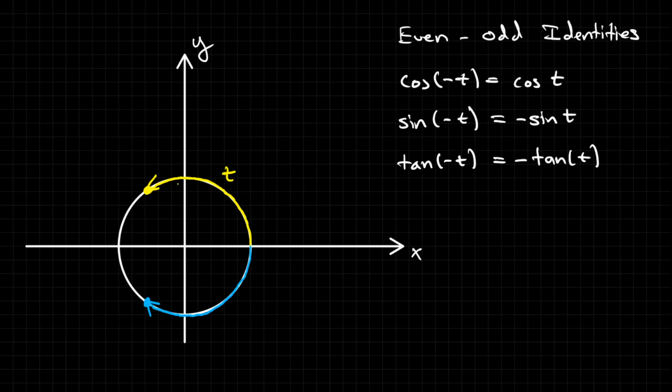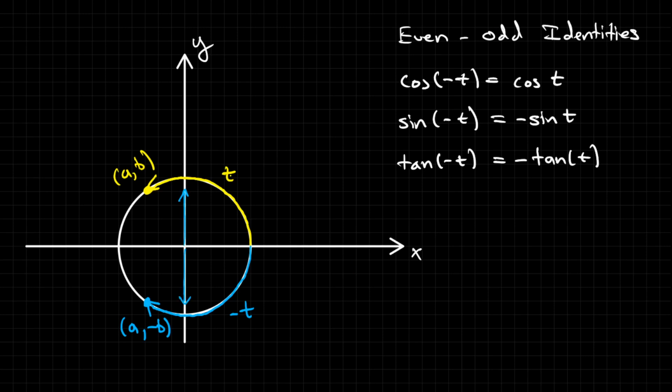So if we let a comma b be our terminal point for t, then where do we end up if we travel a distance of minus t? Well, we end up at the same x-coordinate, so a, but the y-coordinate is going to be negative. It's going to be the same magnitude, that is, it is just as far away from the origin, it's just instead of going upwards, you went downwards.